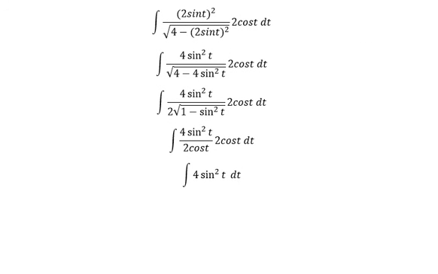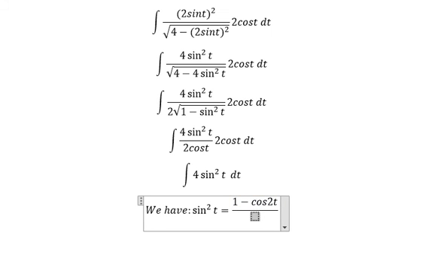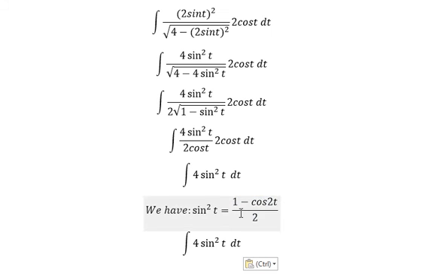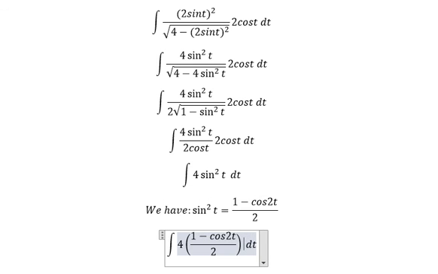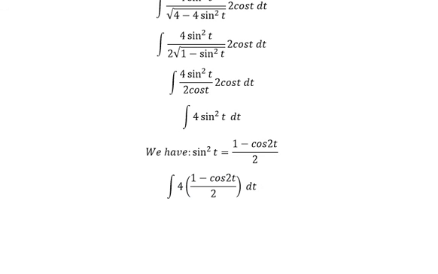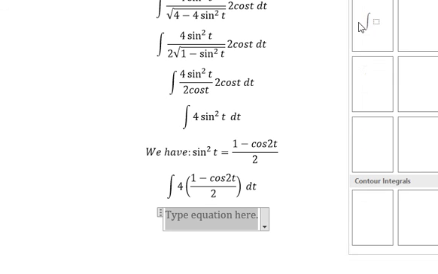Next, we have sine t square equals to 1 minus cosine 2t over 2. So we put this one in here, and then we got number 2 because 4 divided by 2.